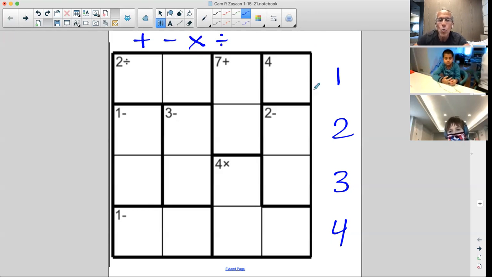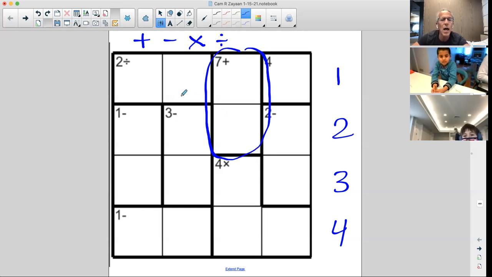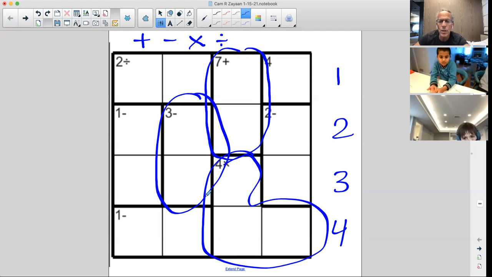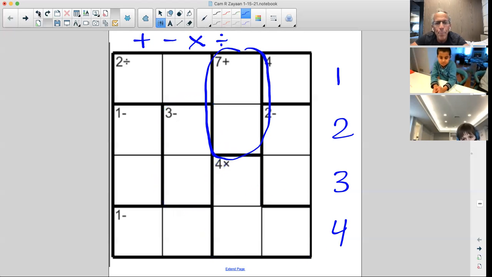Now, boys, which is the first square we're going to fill in? The blank one. Where is it? No, there's nothing blank in the middle. There's these 2 that go for 7 plus, these 2 go for 3 minus, these 3 go for 4 times. There's one box without an operation. Can you find it?